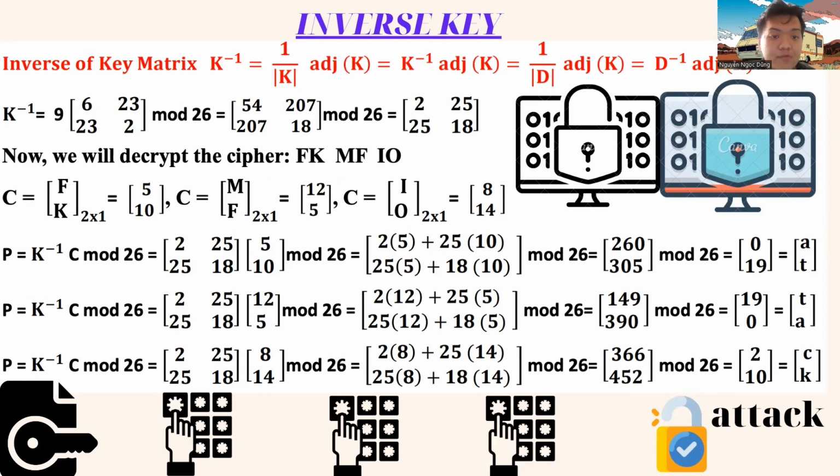Now we decrypt the ciphertext FK, MF, and IO. We use the decryption formula P equals K to the power -1 multiplied by C mod 26. After some calculation, we get the vector 0 and 19, which is decrypted into A and T. Similarly, the second vector gives T and A, and likewise the third vector gives C and K. So our decrypted text is ATTACK.